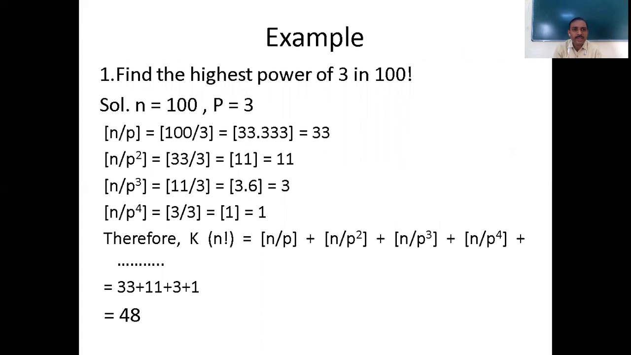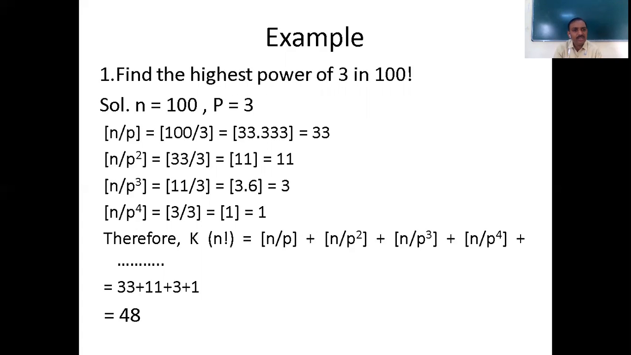So let's see an example on this. Find the highest power of 3 in 100. So we can see here n is equal to 100, p is equal to 3. 3 is a prime number here. So as per the formula, n by p means 100 by 3. So that is equal to 33.333. We will round off the number and we get that as 33.